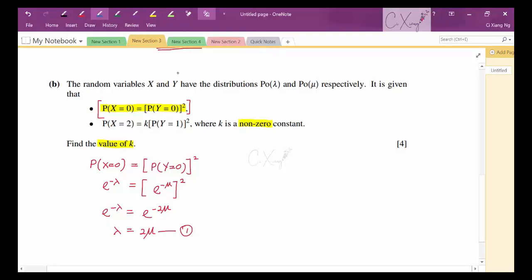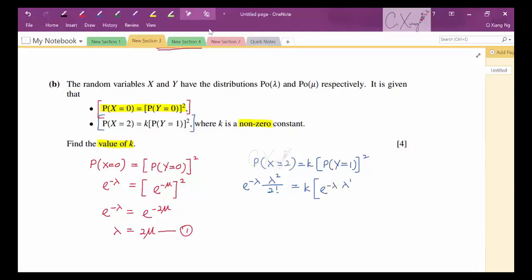Now I want to get the second equation, using the second information provided in the question. So I'm having the probability X equals 2 equals k times the probability Y equals 1, squared. For the probability for X equals 2, I'll have e negative lambda, lambda power 2 divided by 2 factorial, equals k. I just copy. The probability of Y equals 1 will be e negative lambda, lambda power 1. Oh, sorry, it shouldn't be a lambda, it should be a mu. Let's start again. e negative mu, then mu power 1 divided by 1 factorial, and then I have to square the whole thing.